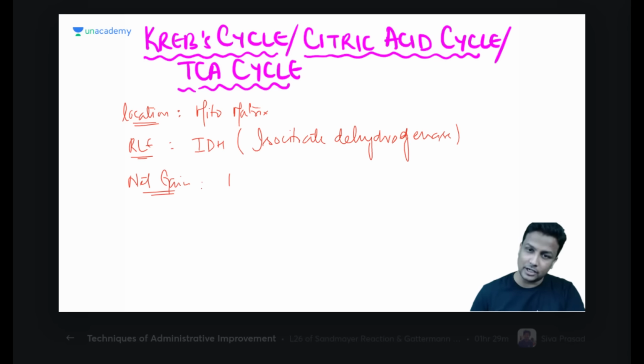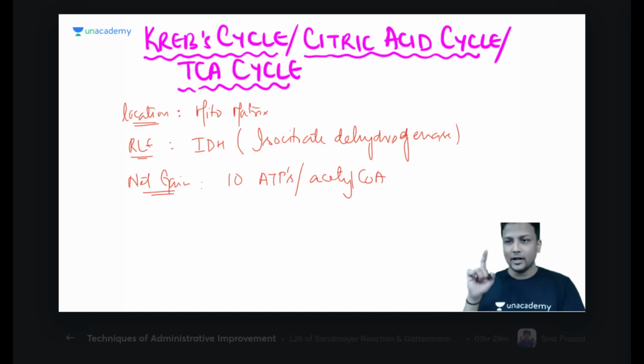Okay, children. Now, after the rate limiting enzyme, the next thing, net gain of ATP. What is the net gain of ATP in Krebs cycle? Remember, totally 10 ATPs are produced in Krebs cycle. But remember, from each molecule of acetyl CoA, we are going to begin with acetyl CoA combining with oxaloacetate. Whenever you begin with one molecule of acetyl CoA, at the end you'll be getting 10 ATPs.